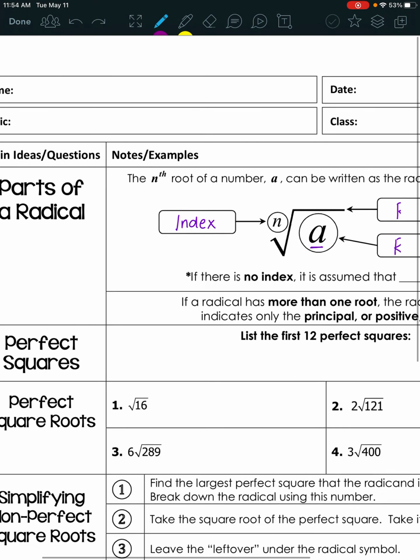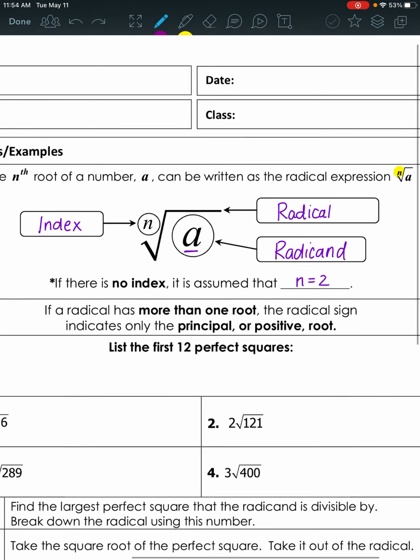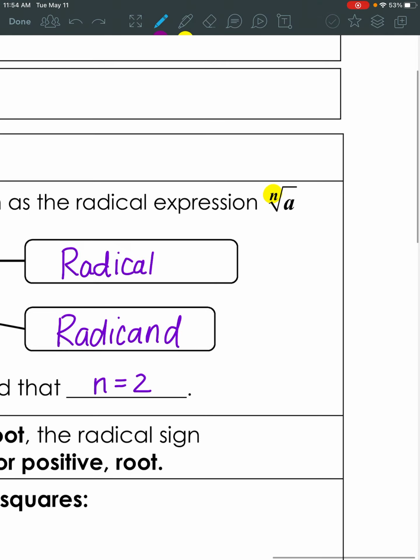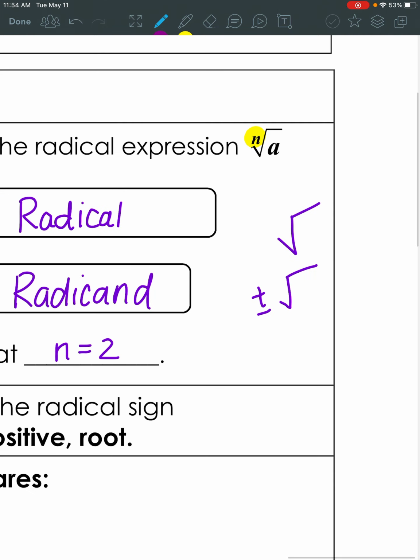Okay? So if a radical has more than one root, the radical sign indicates only the principal or positive root. So if there's no sign in front of the radical sign, so if we just see the radical, then we're looking for the positives. If we see the plus minus sign in front of the radical sign, well, then we know it's the positive and the negative. There would be 2 solutions when we see that plus or minus sign. And then if the negative sign is out front, well, then we'd have a solution and it would be a negative.